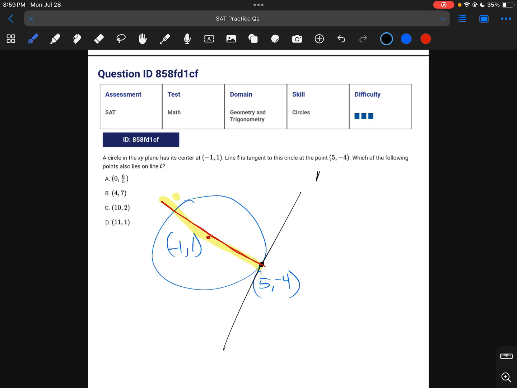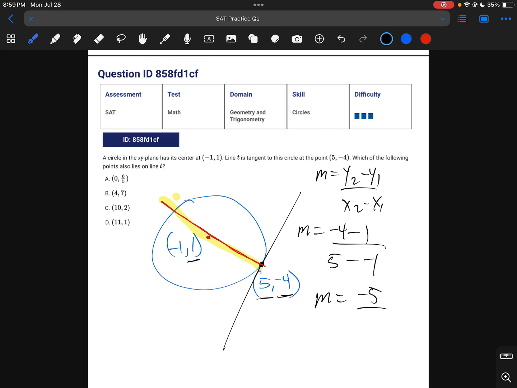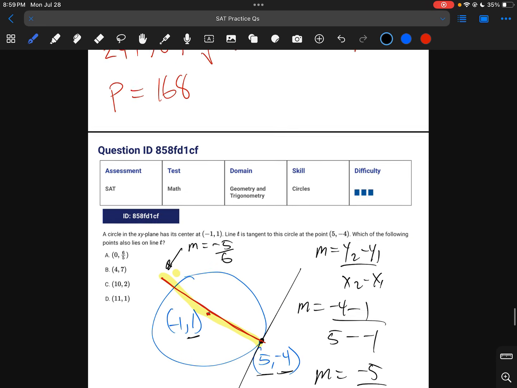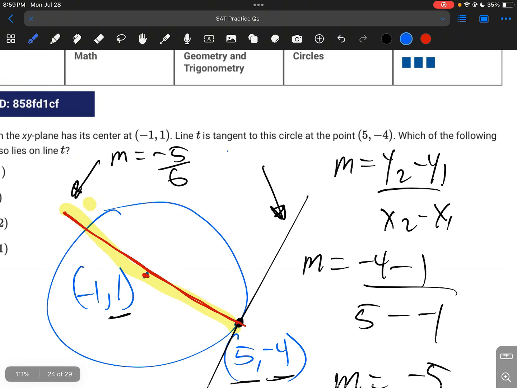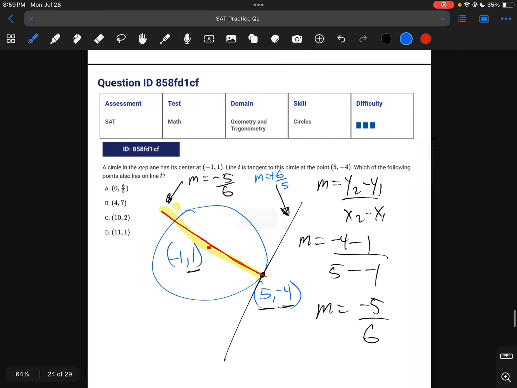Okay, so we know the slope is y2 minus y1 over x2 minus x1. So m is equal to -4 minus 1 all over 5 minus -1. So m is equal to -5 over +6. So that's the slope of this line. But we want to find the slope of this line, which is the negative reciprocal, which means that m is equal to 6 over 5, and we flip the sign, so +6 over 5.